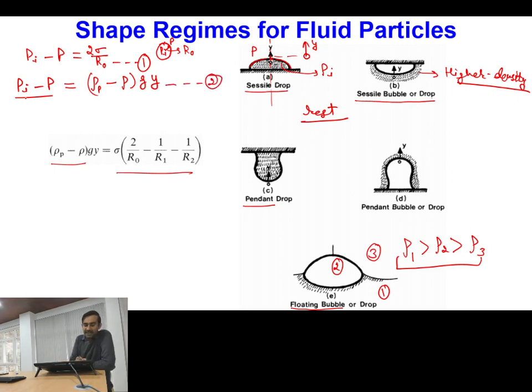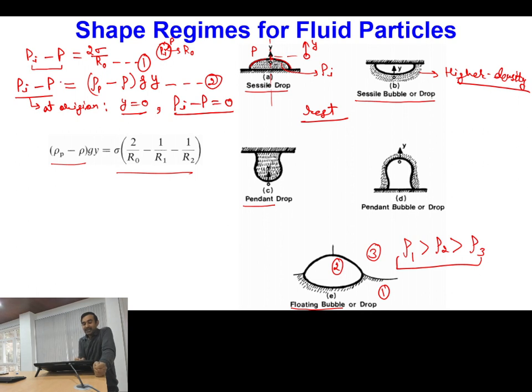Now once I apply this equation number 2 at origin, what will be happening at origin? At origin my y will be equal to 0. Okay, so if my y is 0, then Pi minus P is becoming equal to 0. But my Pi minus P from equation number 1 is nothing but equal to 2 sigma by R naught.